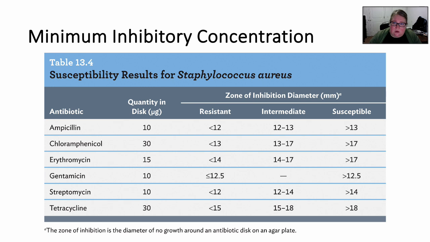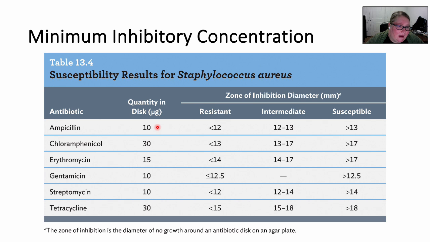Okay, so this is what we call a susceptibility results chart. This is going to tell us the ranges for susceptibility for Staphylococcus aureus. So we have a bunch of different antibiotics: ampicillin, erythromycin, gentamicin, streptomycin, tetracycline, and this one I can never say right. This is the quantity in the disc, so this is the concentration. If you see this, tetracycline and this one are almost 3 times or twice as concentrated as the others. You have to take this into account when you're doing comparisons, because the more concentrated it is, the bigger the zone of inhibition.